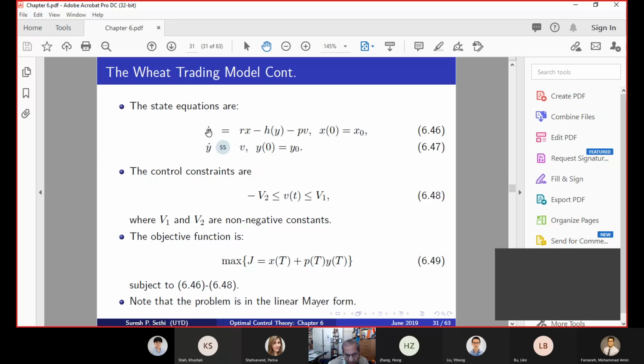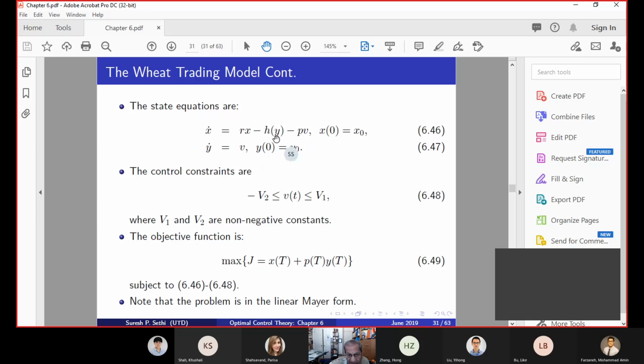Cash. Well, I earn interest, so Rx. And I pay money for my inventory holding costs, so I pay minus HY. And since I am buying wheat, V positive means I buy, V negative means I sell. When I buy wheat, I have to pay minus PT times VT. So that's minus PV, so that goes out of my cash. And I have an initial cash balance of X0.